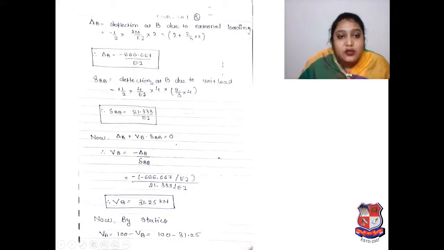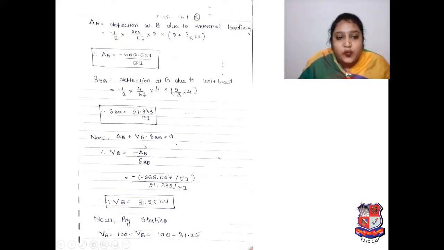Now del BB, the deflection at B due to unit load. Again the CG distance is required, and the moment area diagram area is required. Our moment area diagram is in triangular shape, so as per the triangle shape, 1/2 base into height. So 1/2 into 4 upon EI into 4, and our CG distance. Here it is in upward direction, so the positive sign is there. After simplifying this term we will get del BB is equal to 21.333 upon EI.